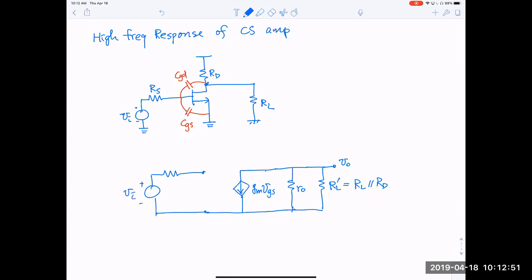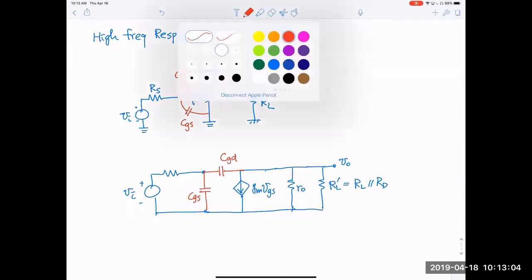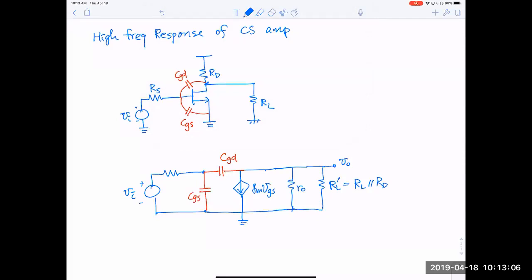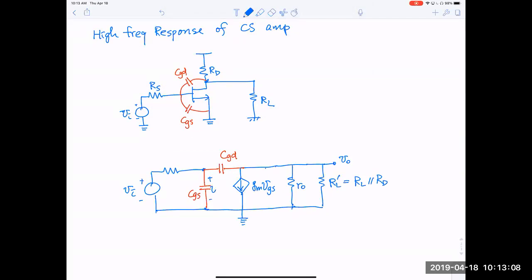right? And then I attach the capacitance. So I have CGS here, and I have CGD here. Okay, and the source is grounded, and VGS is still defined as the voltage drop between gate and source, right? Well, this still looks very straightforward, very simple.